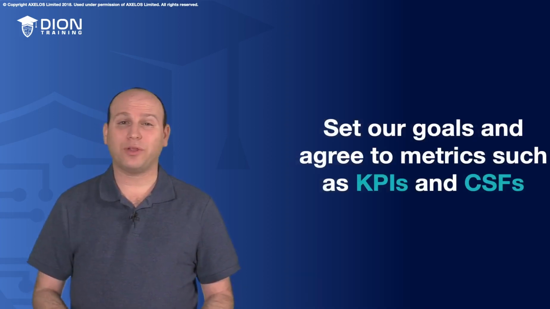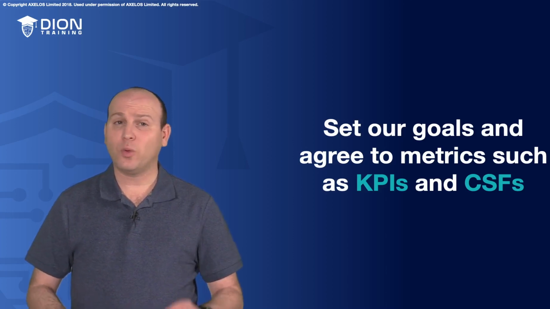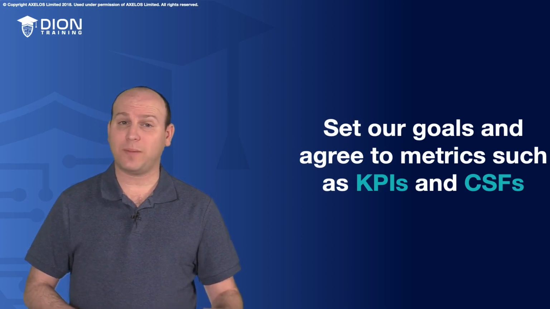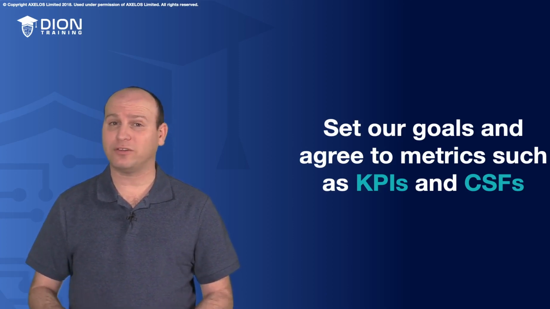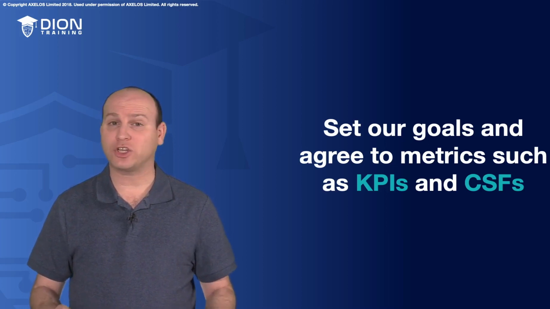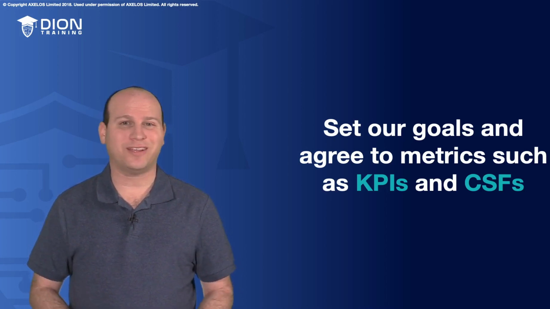So now in step 3, we're going to figure out where do we want to be, and we're going to set our goals. We're going to agree to those key performance indicators, those metrics, such as the KPIs and the critical success factors. But at this point, we still haven't taken any actions to actually improve, right? We've just set out our goals. But that's okay, because next, in step 4, we're going to begin to formulate our plan in order to start taking some action.